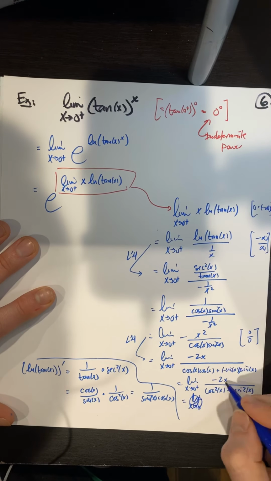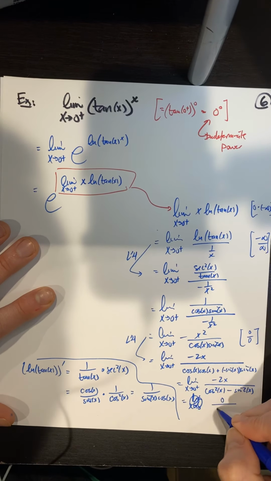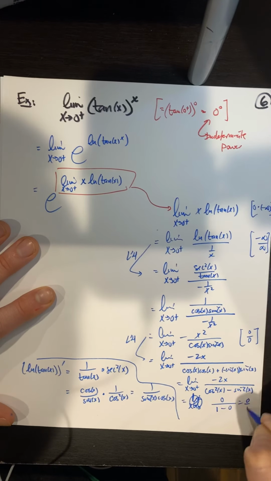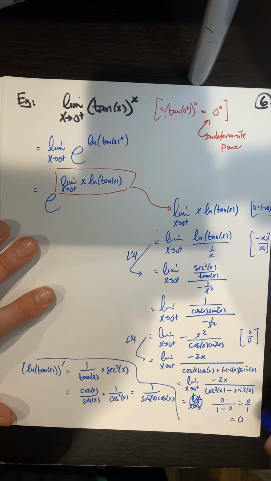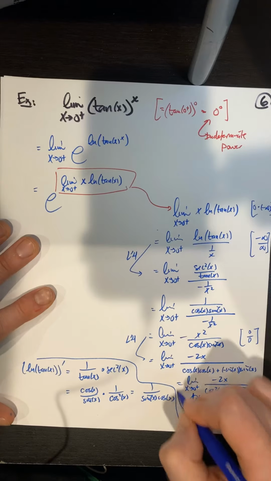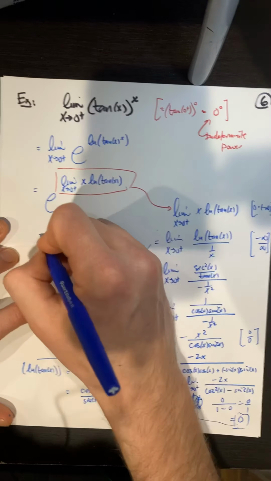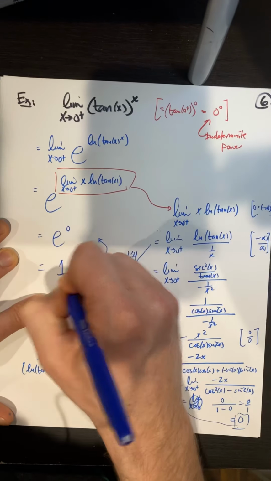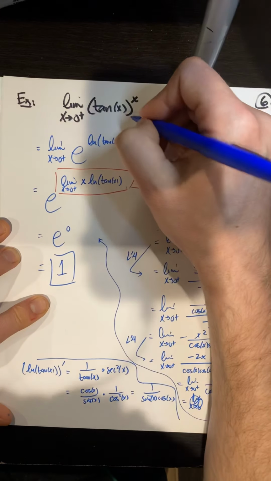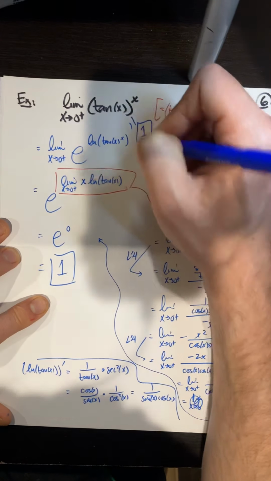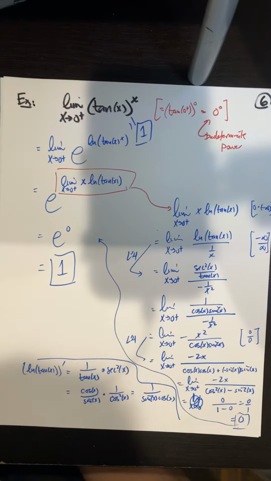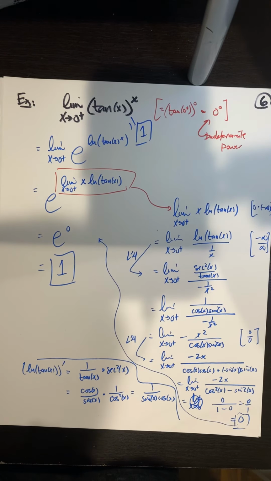So I evaluate the limit here. I would get 0 over 1 minus 0, which is 0 over 1, which is 0. Oh my gosh. Okay, so the limit is 0. I plug that in up here. The answer is 1. Okay, so that was pretty crazy, but you have to use L'Hopital's rule twice. All right.